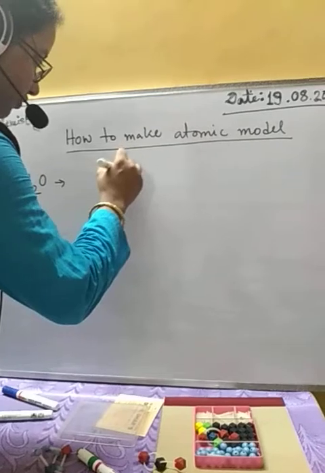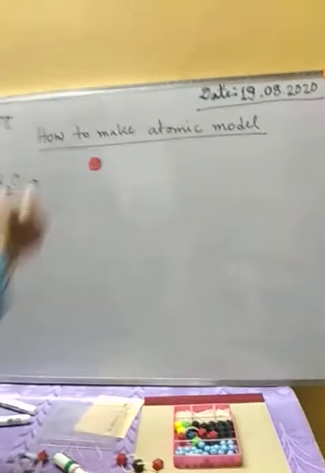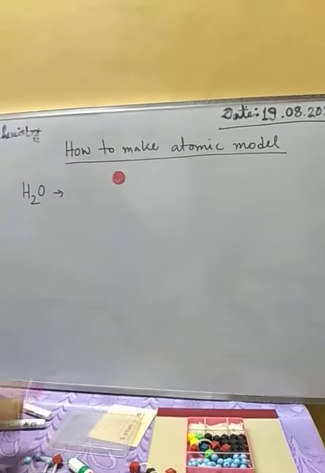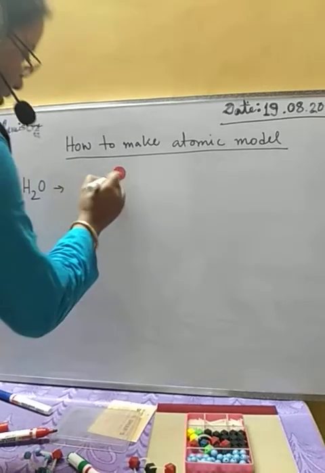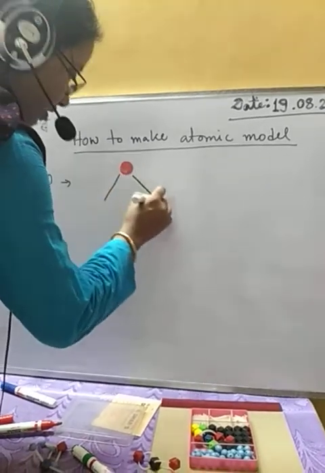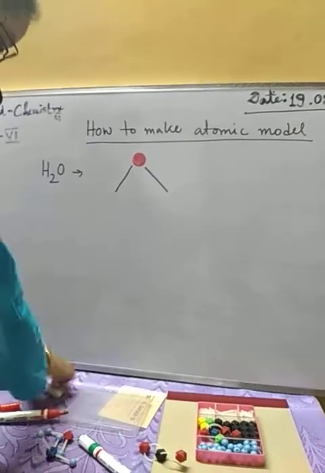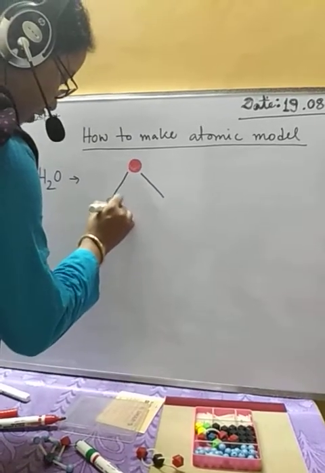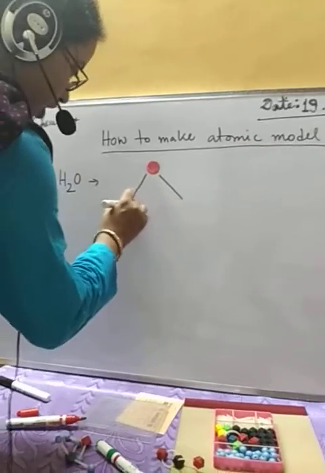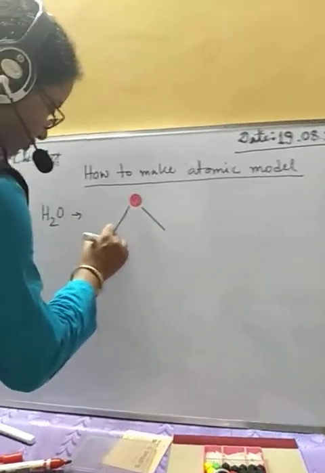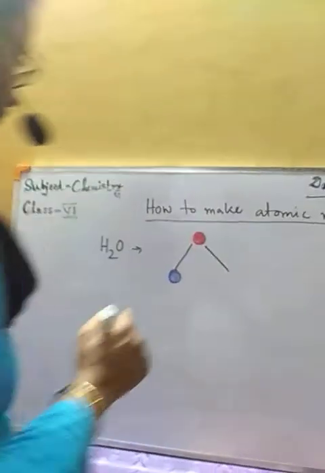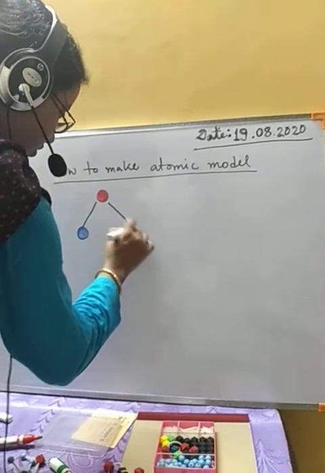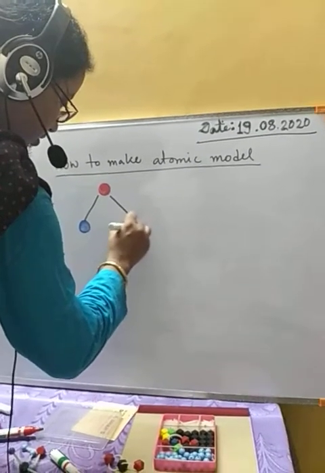See, for different elements we use different colors. Okay, for oxygen we are going to use red. So this is oxygen. With oxygen, two hydrogens are attached in this manner, and these two are the bonds, and here we have the hydrogen atoms. For representing hydrogen, we will use this blue color. Okay, blue color balls. So here one, another hydrogen atom.